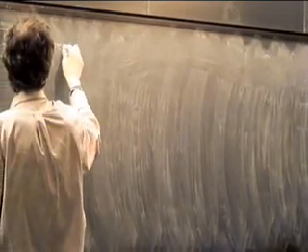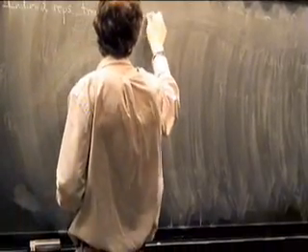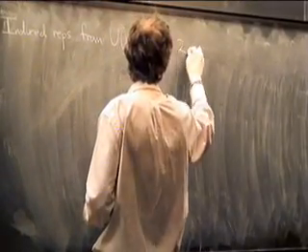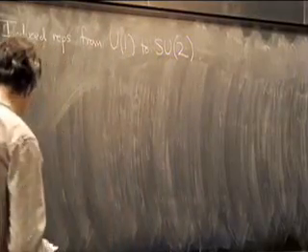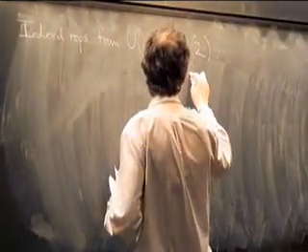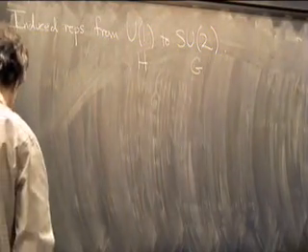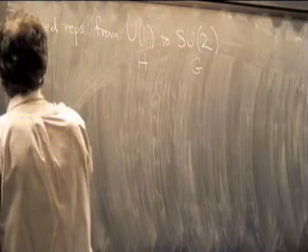So, let's now consider induced representations from U1 to SU2. Okay, so this is our G, this is our H.